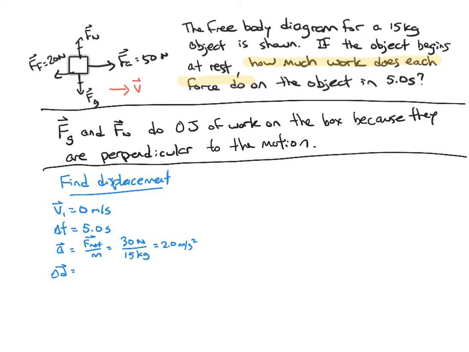And I can find the displacement with one of the uniform acceleration formulas. You want to look on your formula sheet. It's going to be the third one. Where V1 is 0, so I can cross out the first term there. And now fill in the values to get displacement.